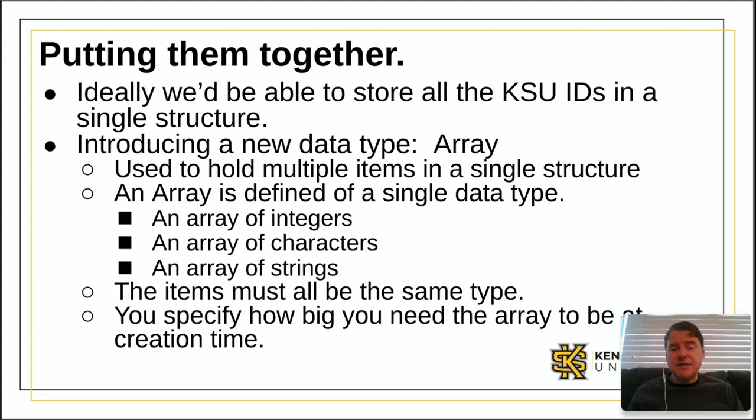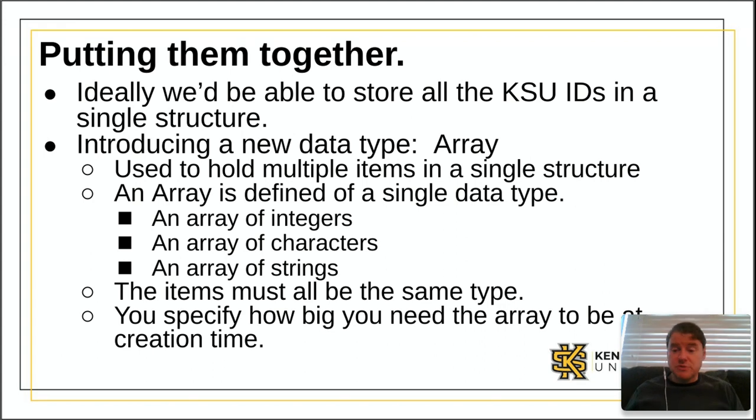So it would be great if we could put together all of a related set of data into a single structure. And that's where we come to arrays. They're used to hold multiple items in a single structure. Everything in the array must be the same data type, so that is one requirement of an array. You either make an array of integers, or an array of characters, or an array of strings, but inside of a single array, all that can be in it is the same type of data structure. So an array of integers can only hold integers, an array of characters can only hold characters, an array of strings can only hold strings.